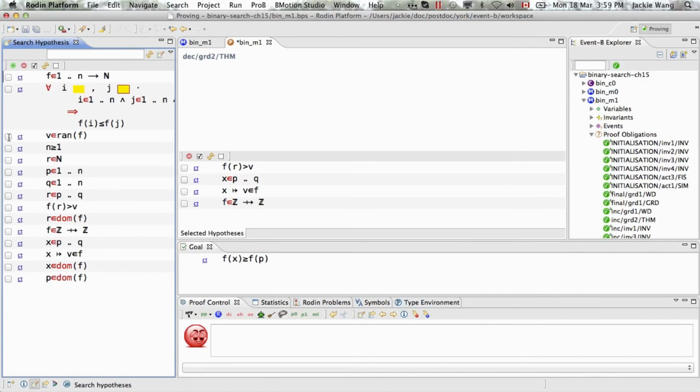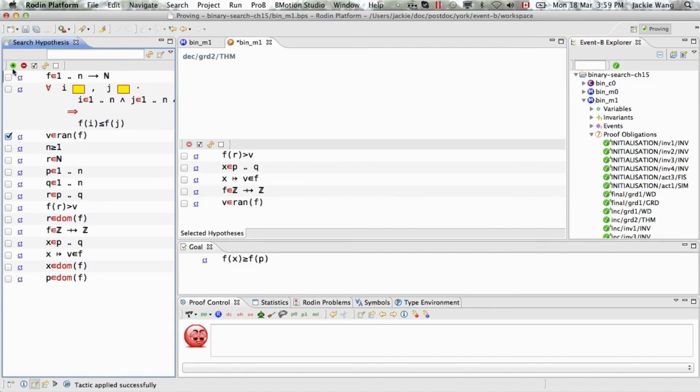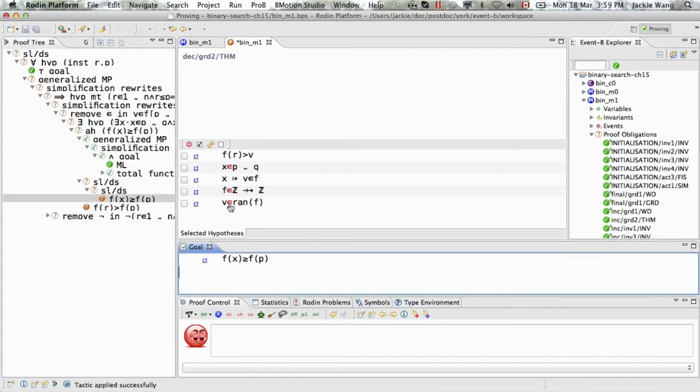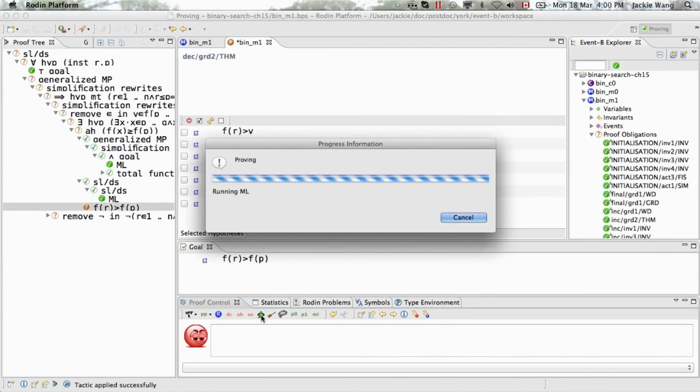So if we do this, we want to say V is in the range of F. Because we are guaranteed that V is in the range of F, and X maps to V is in F, and we know that X is in the range of P up to Q, it's guaranteed that X must be greater than or equal to P because the array is also sorted. So let's click on that. Okay, it blows away.